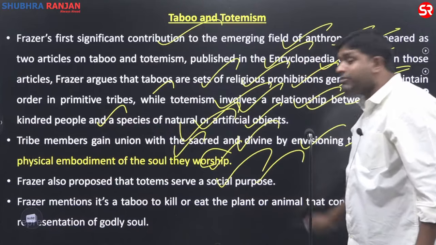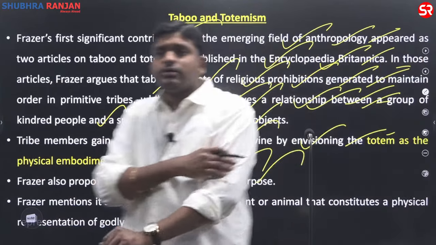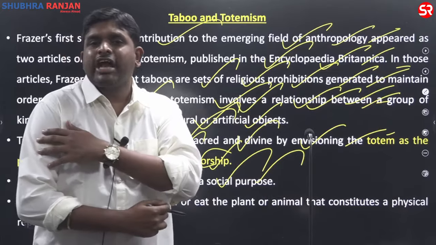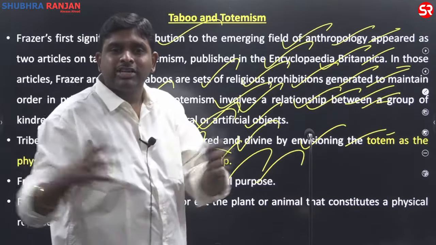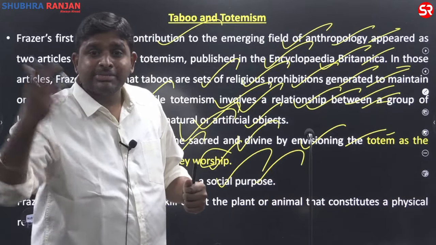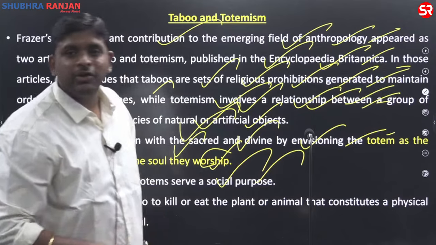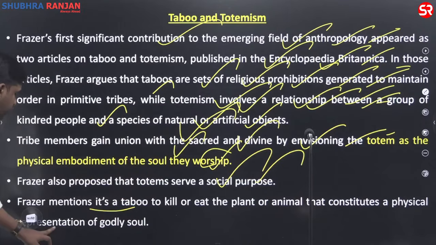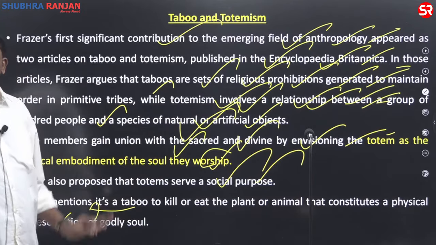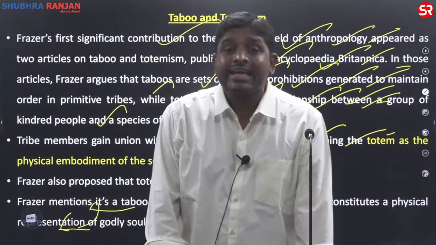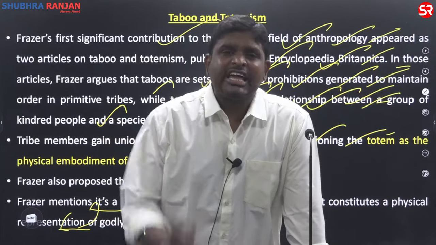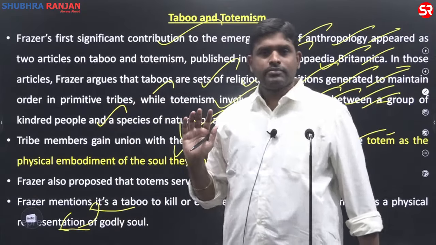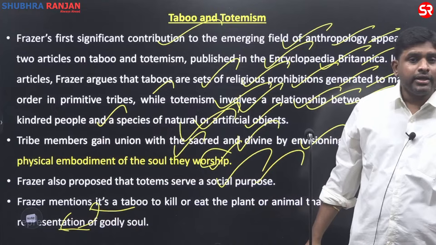Frazer also proposed that totems serve a social purpose. What is the social purpose? For example, you are believing in the black buck, I am believing in the black buck. You have a tattoo of the black buck, I have a tattoo of the black buck. I saw your tattoo, you saw mine. So social cohesion will happen; totems are also responsible for social purpose, social cohesion. Frazer mentions a taboo to kill or eat the plant or animal that constitutes a physical representation of the godly. Anywhere, the totem will not be killed. Why? Because it's a taboo. Hence, in every culture, in every society, there will be two things, totem and taboo, which he mentioned in the book called Totemism and Exogamy.